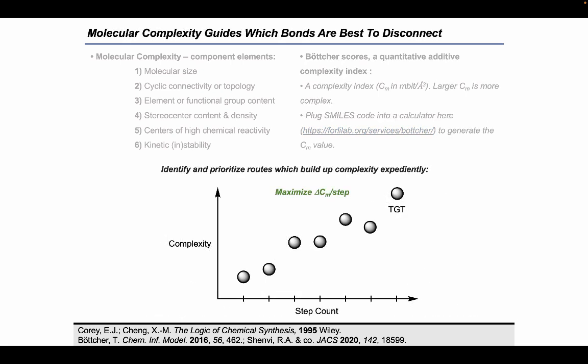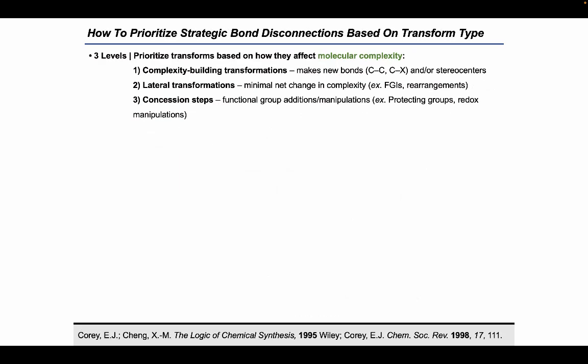All this discussion of molecular and structural complexity is important because molecular complexity serves as a guide to determine which bonds are best to disconnect. To design a short synthetic route, we need to identify and prioritize routes which build up complexity in as few steps as possible. Okay, so how do you prioritize among various possible bond disconnections? We can broadly classify transforms into 3 levels based on how they affect molecular complexity.